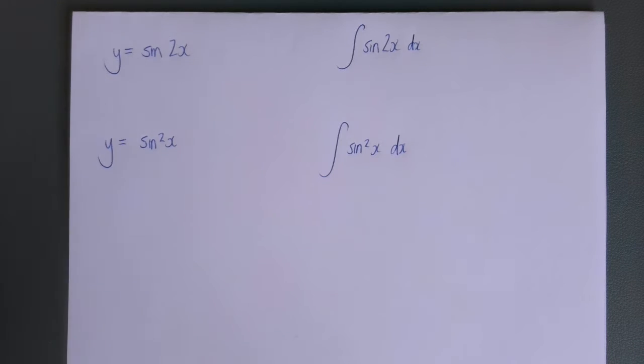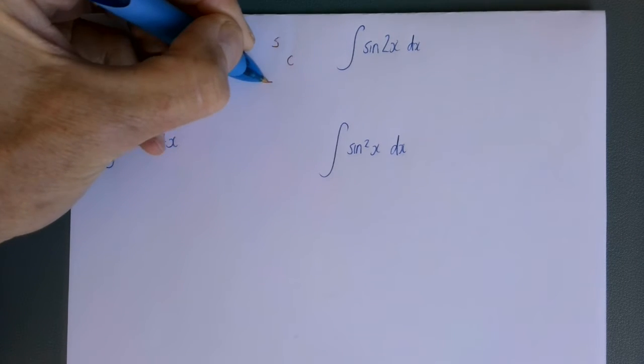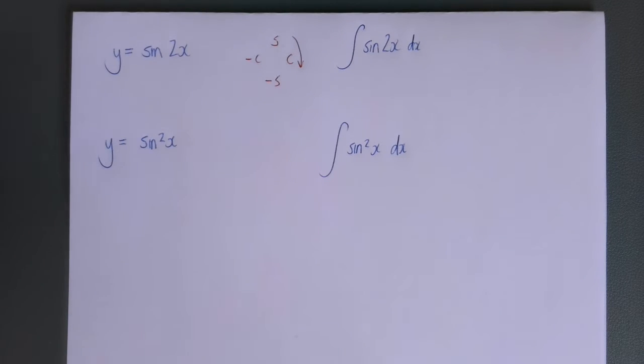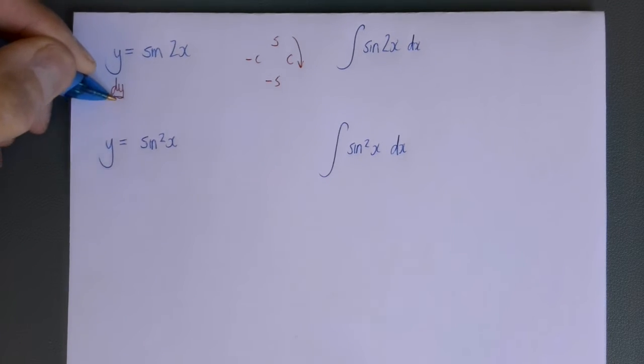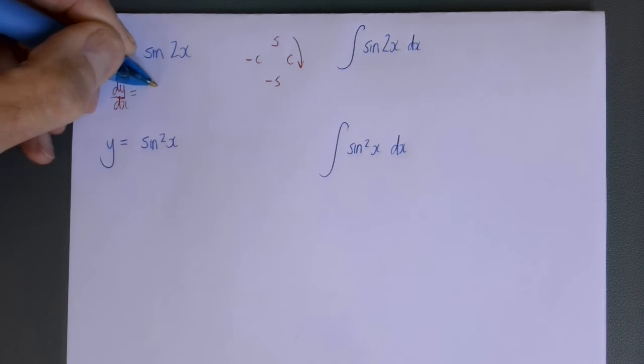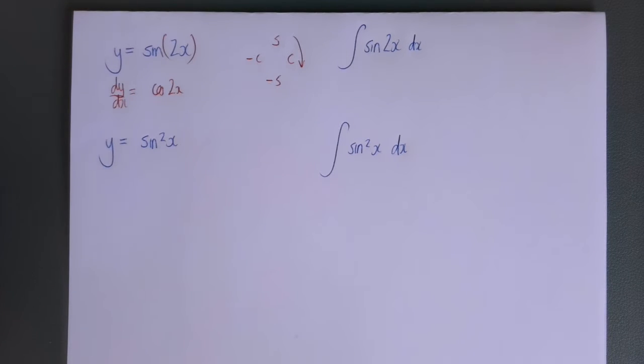Okay, so I can differentiate sine 2x. I know my little circle: sine becomes cos, becomes minus sine, becomes minus cos. So sine 2x becomes cos 2x, multiplied by what you get when you differentiate the inside, which is 2. So it becomes 2 cos 2x.